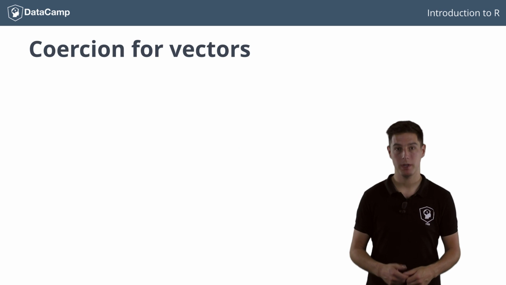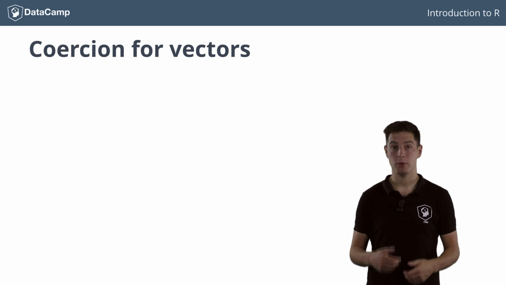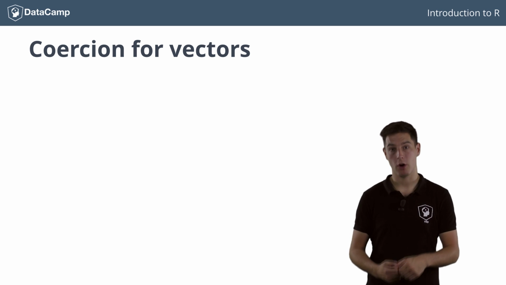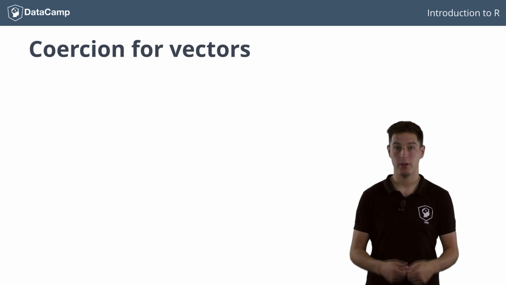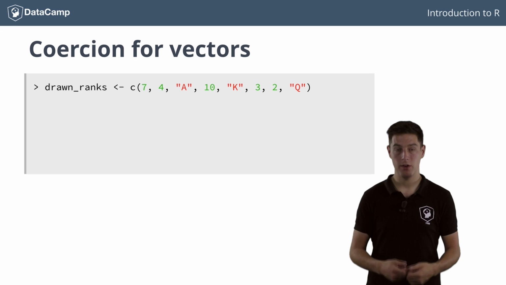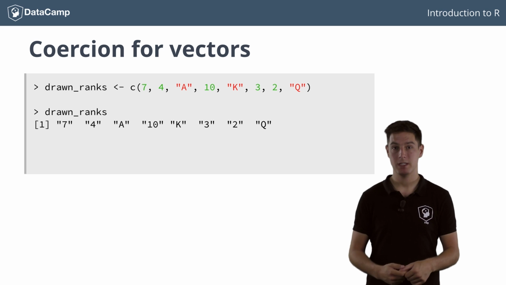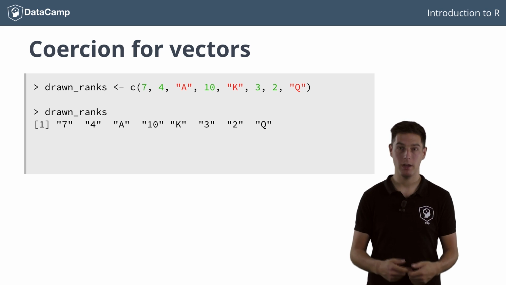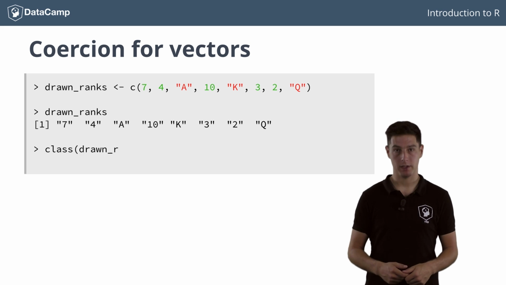Let's see how that works with an example. In contrast to recording the suits you draw from a deck of cards, suppose now you're recording the ranks of the cards. You might want to combine the result of drawing 8 cards like this, creating a vector drawn_ranks. If you now inspect this vector, you'll see that the numeric vector elements have been coerced to characters to end up with a homogeneous character vector. This is also what the class function from before tells us.